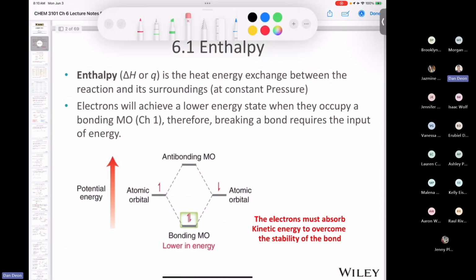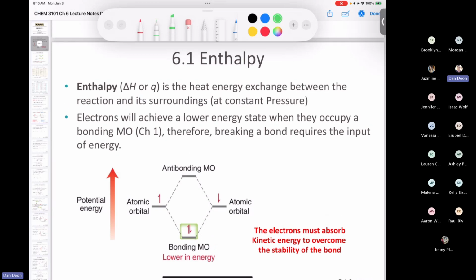I know you all would have covered the concept of enthalpy in General Chemistry 1 and General Chemistry 2. You use an H to represent enthalpy, and then sometimes we use a Q, okay? So again, both variables are acceptable. So it says here that enthalpy is the heat energy exchange between the reaction and its surroundings at constant pressure. I added that in there for my students as a reminder that when we do most reactions in organic chemistry, the vast majority of them are done at constant pressure. That means that the reaction flask is open to the environment somehow. Okay, they're usually not in some kind of sealed vessel.